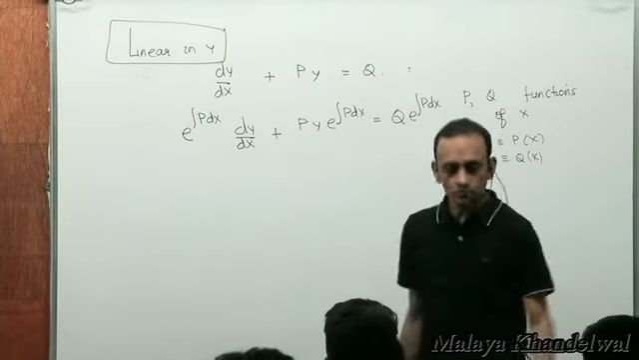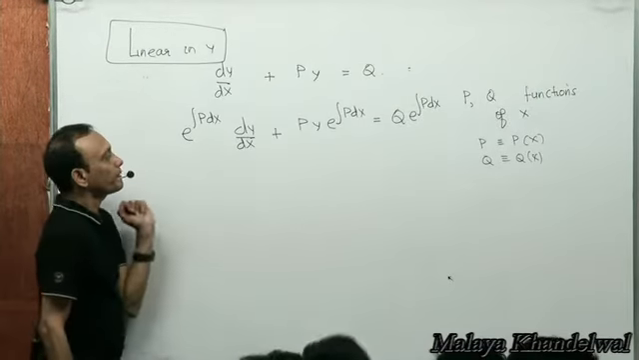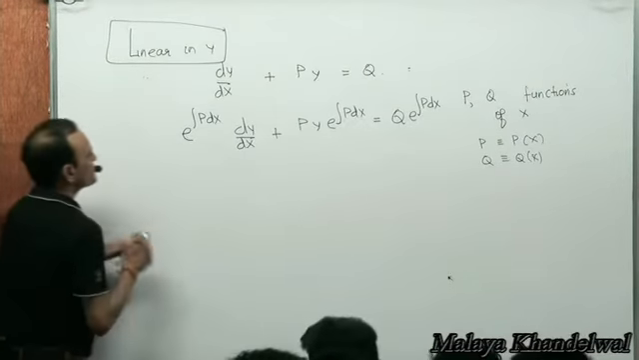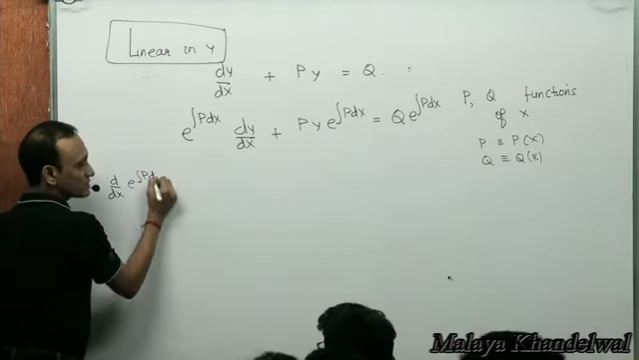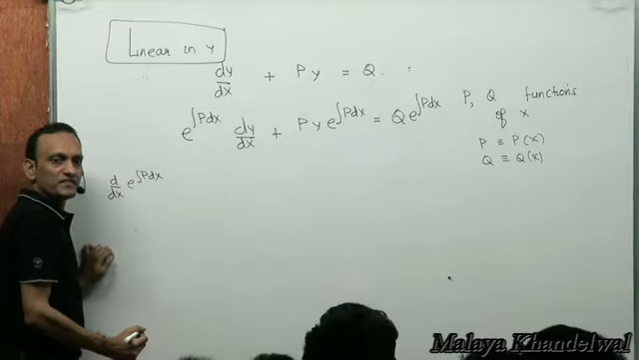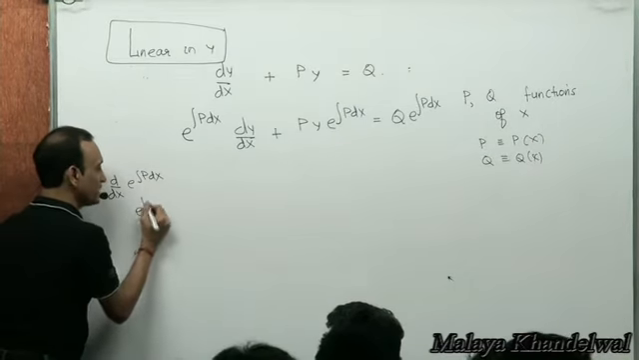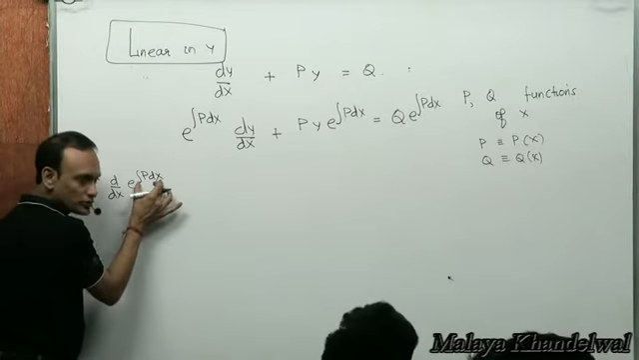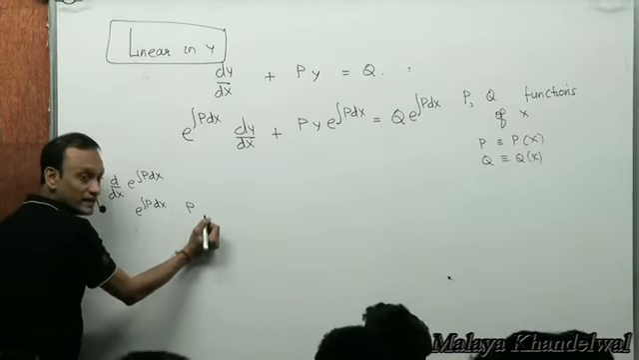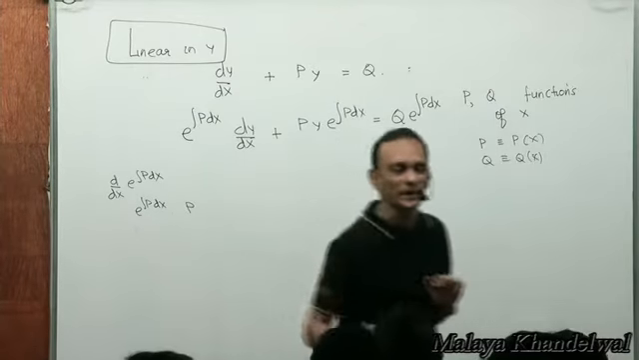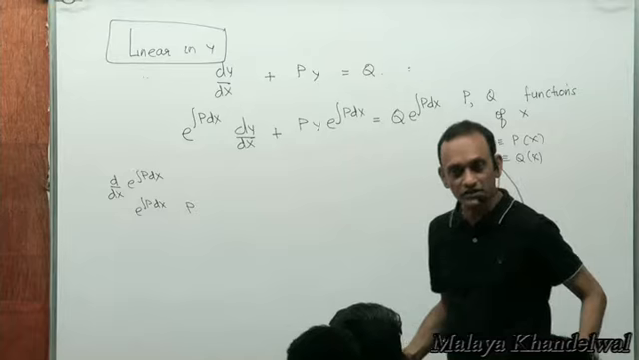These two p's are same, of course, right? Now, realize what's the derivative with respect to x of e power integral p dx? If you differentiate e power integral p dx with respect to x, that will give you p. d/dx of integral p dx will be p. Integrate and then differentiate, you will restore the function, right?